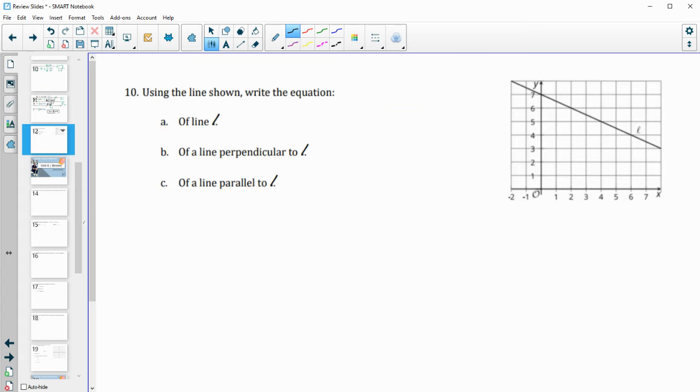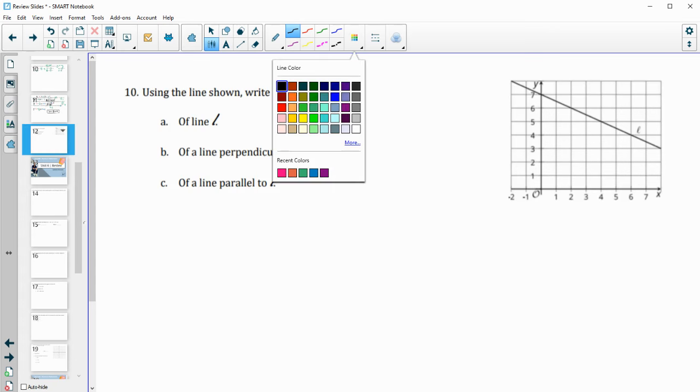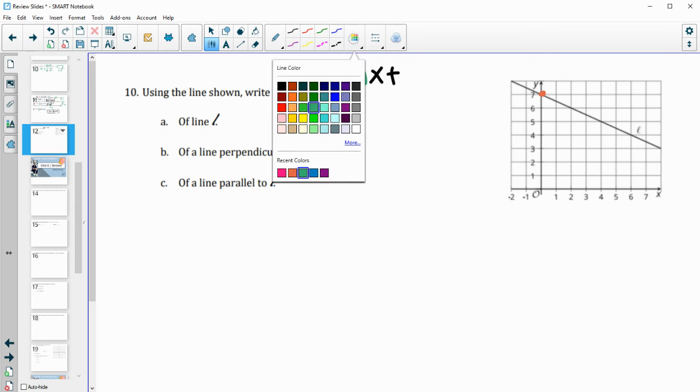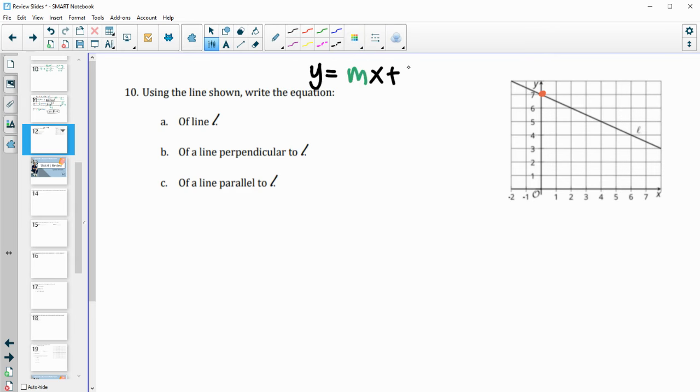Number 10, use the line shown to write these equations. So write the equation of the actual line. And so we can see this line crosses through the y-axis at 7. So we can use our slope-intercept form for this. And slope-intercept is y equals mx plus b, with b being the y-intercept. So this is our b, exactly where it crosses the y-axis.